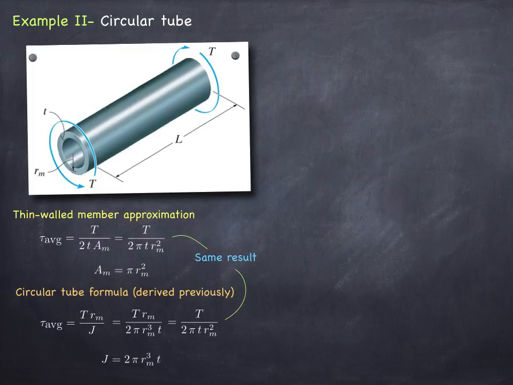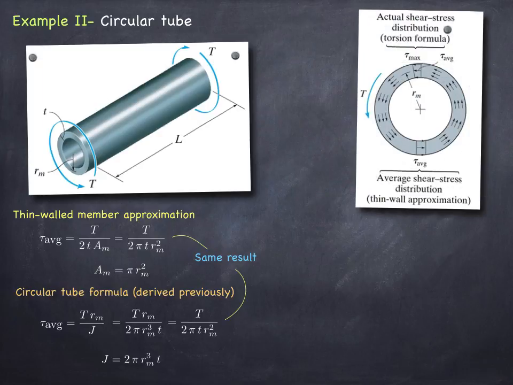That said, the tau average is all that the thin-walled member approximation gives us, whereas the circular tube approximation obviously gives us a tau max and a tau min that occur at the outer surface and at the inner surface respectively. And the average of those two values is indeed equal to what we've obtained from the thin-walled approximation. So the circular tube formula is a little bit more general still, because it gives us a trapezoidal distribution of shear stresses through the thickness, but then the results in many respects are identical to each other.